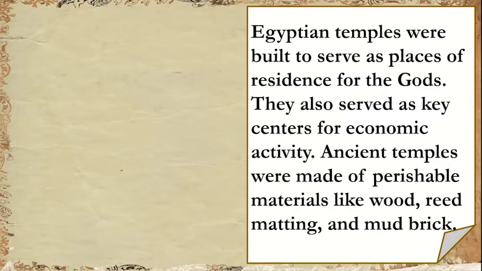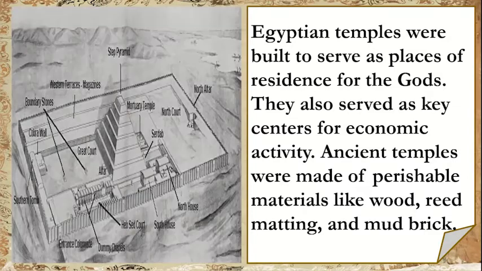Egyptian temples were built to serve as places of residence for the gods. They also served as key centers for economic activity. Ancient temples were made of perishable materials like wood, reed matting, and mud brick. The walls were covered with scenes that were carved onto the stones, then brightly painted.